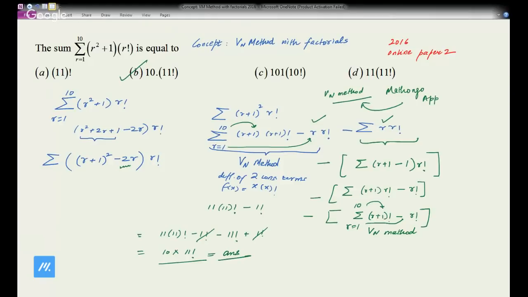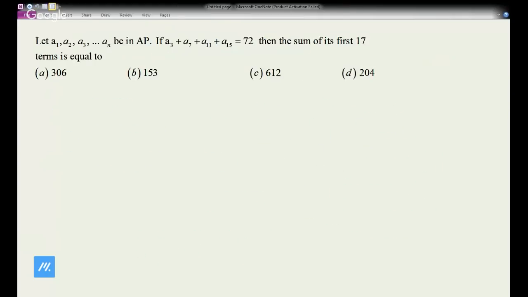Okay, guys. So let's do the next thing. Next question. So this question came in 2016, but offline examination. Sorry, again online. My bad. I just have to check. It is 2016. This came in 2016 online, paper 2.